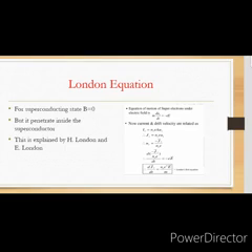Next is the London equation. This equation was explained by H. London and F. London, and sometimes it is called the London equations. For a superconducting state, we know that the magnetic field inside it is zero. What London found is that the field penetrates inside the superconductor. So it doesn't exclude the field completely, but it penetrates through the superconductor. He explained this mathematically.